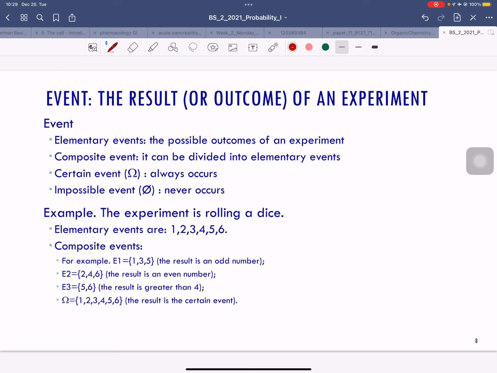What is the impossible event? For example, number 7, because on the die we don't have the number 7. In this case we can say it is impossible, because we don't have a 7.